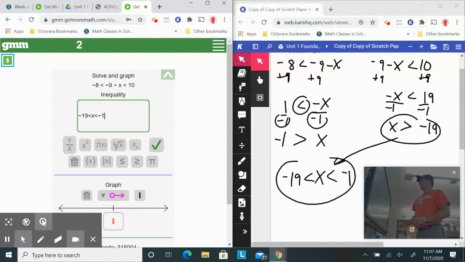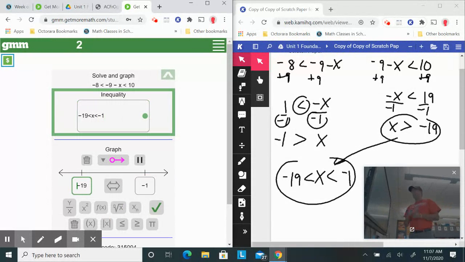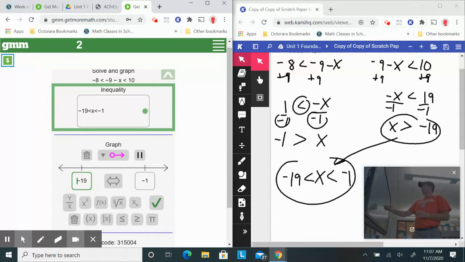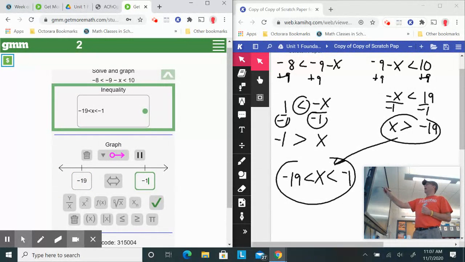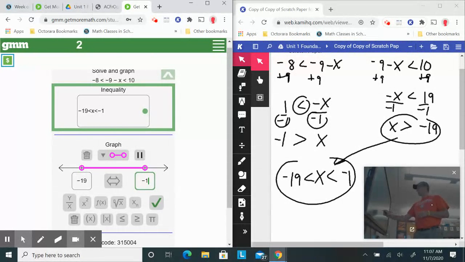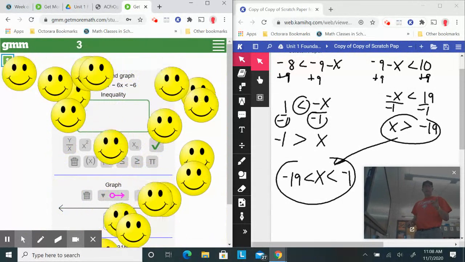All right, so I typed it in. Let's now hit the check, see if I got it. I got it right. Negative 19 has to be on my number line on the left side, negative 1 on the right. Now, am I going to shade anything? Looks like x is greater than negative 19, but also it has to be less than negative 1. So I want everything in between, but not the negative 19 and not the negative 1. So I need the empty circles and everything in between. All right, take your time in these. Good luck.